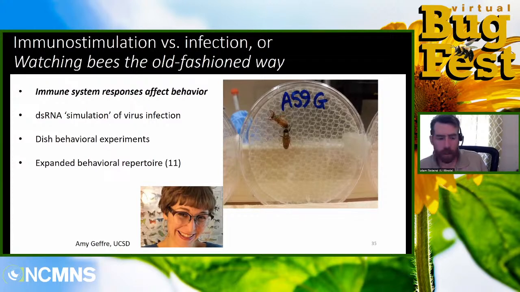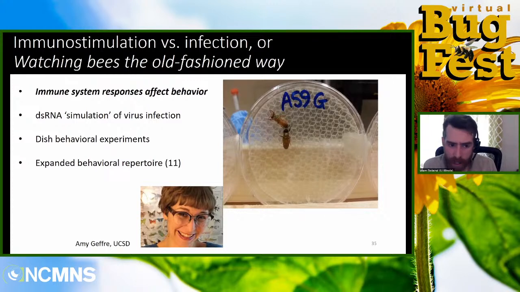Also, setting up those huge colony experiments is cool, but it's very difficult, very time-consuming, and very expensive. And so we wanted another experiment that would be easier to do a large number of trials with to really make sure what we were seeing replicated, that it's real, that we still see it happening. And so this was work done by a graduate student named Amy Geoffrey, who's now at UC San Diego. And so she spent a lot of time watching how bees behave in these dishes.